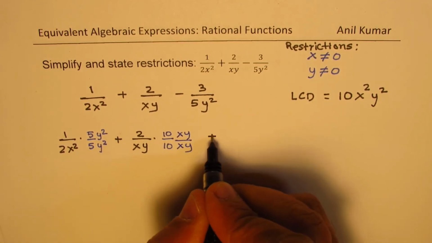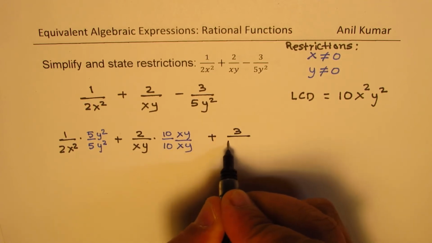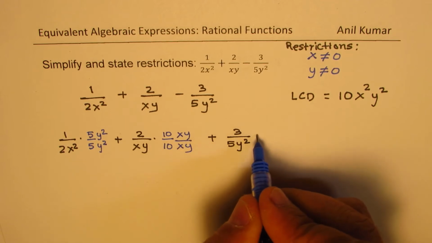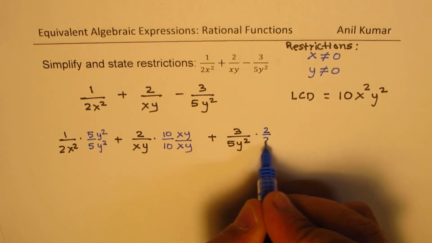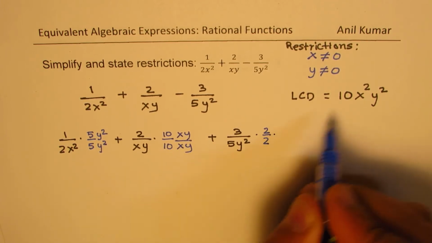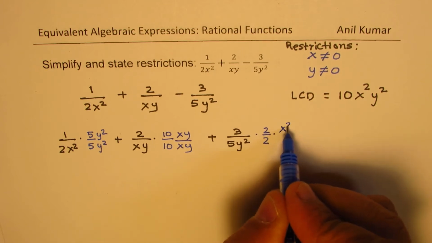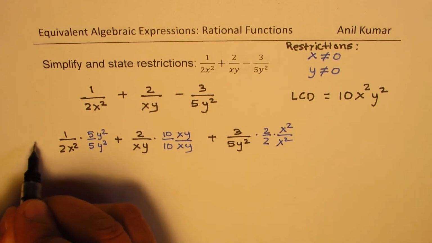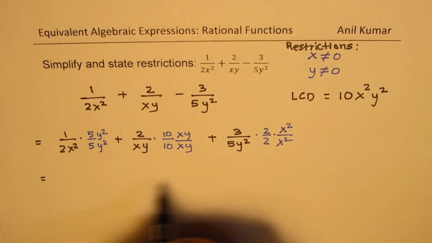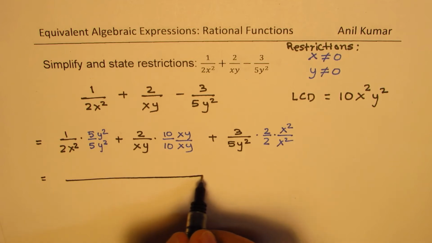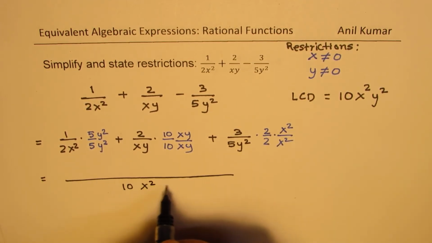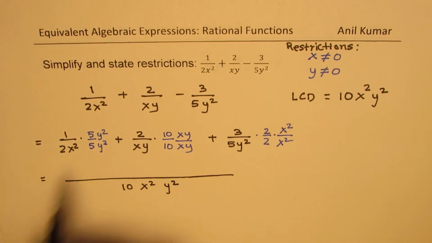The third one here is 3 over 5y squared. To get 10 in the denominator, we have to multiply and divide by the number 2, and x squared, y squared, x squared is missing, so we'll multiply and divide by x squared. So when you do that, you do get a common denominator. And now the common denominator for us is 10x squared y squared, correct?